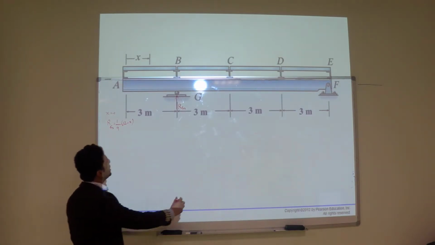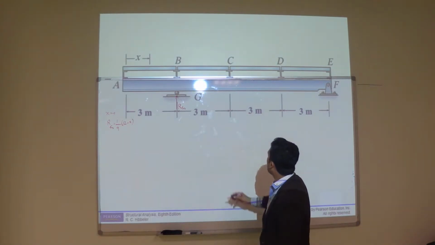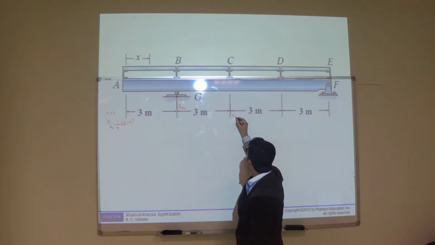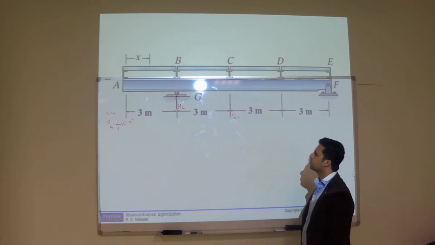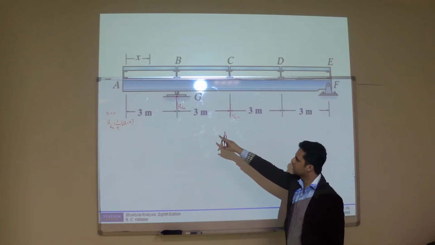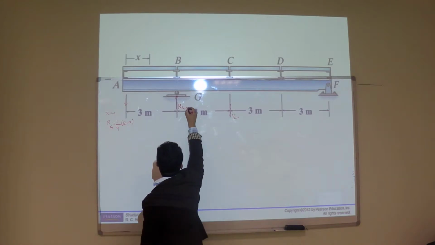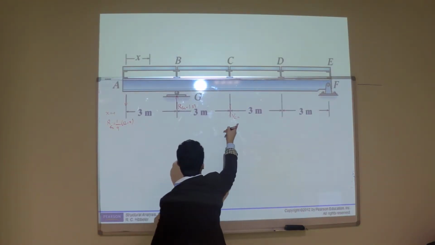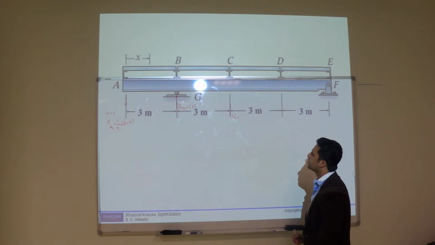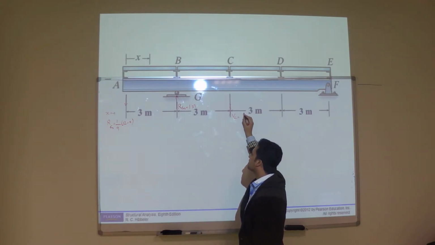And how much will be shear at point C? If the load is at point A, the load here is 1 kilonewton. 1 minus RG, and the reaction here is 1.33. How much will be VC? 0.33, minus 0.33. Minus or plus? Check it. Should be minus against RG.